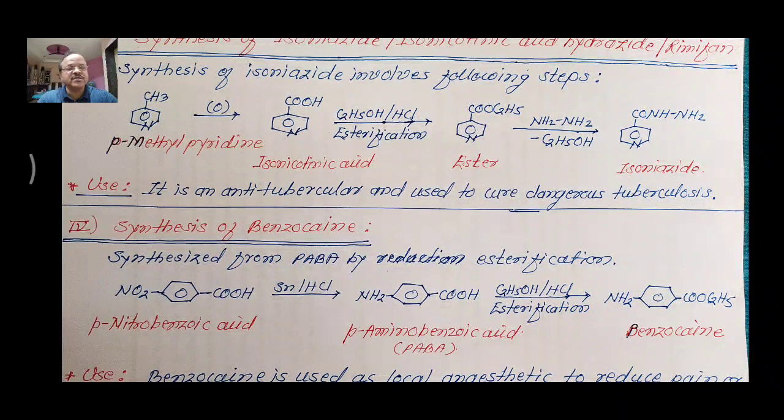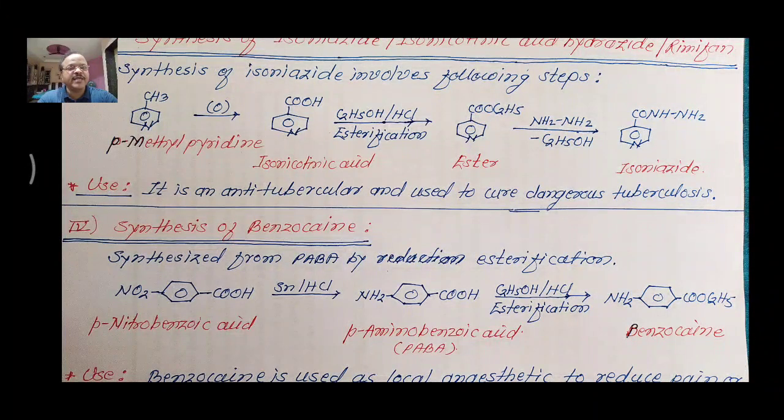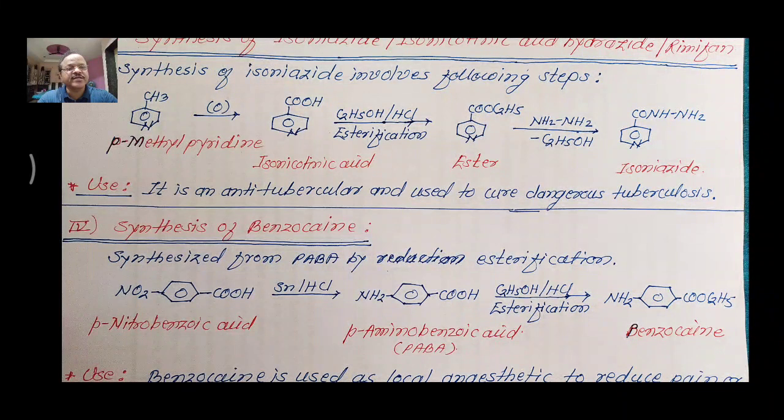Now see the difference in the structures of PABA and benzocaine. In PABA there is a COOH group, whereas in benzocaine a COOC2H5 group is there instead of the COOH group. The COOH group of PABA is converted into COOC2H5 in benzocaine.